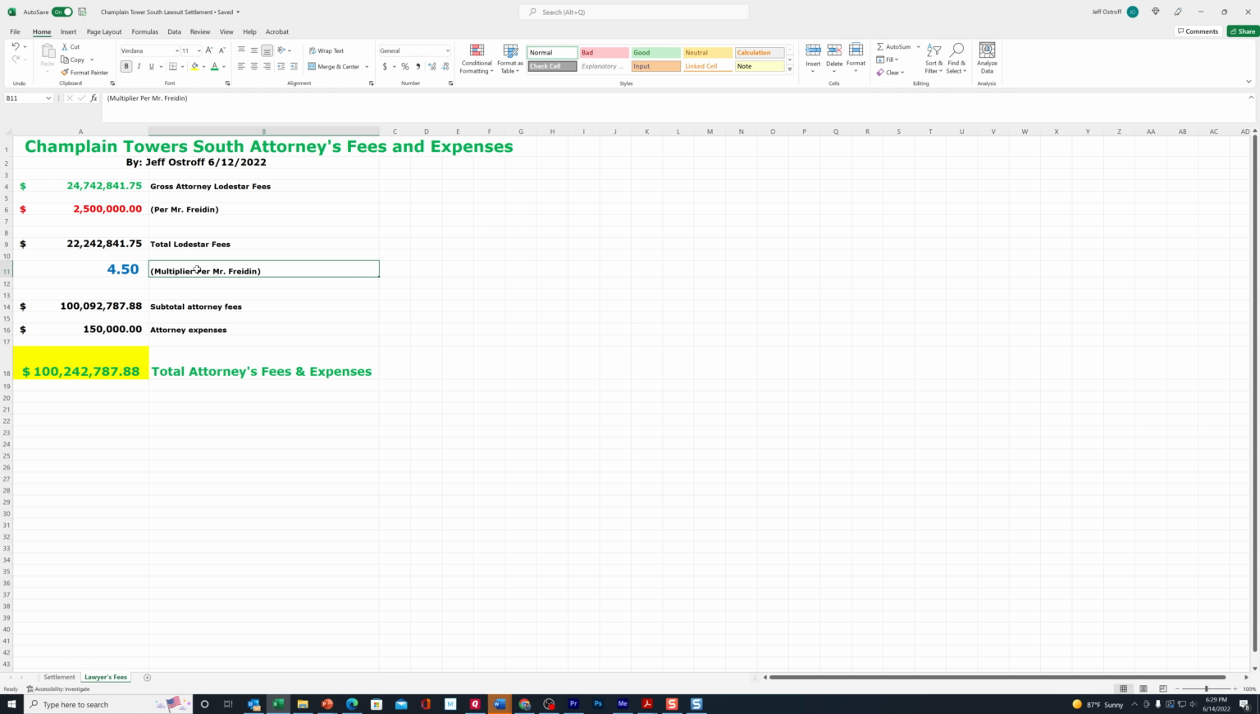And then you take your multiplier, which Mr. Frieden also came up with, and you multiply it by 4.5, which is on the higher end, because here in the state of Florida, sometimes they go as high as 5 for the multiplier. So then you take your $22 million and multiply it by 4.5, and you come up with $100,092,787.88. So here is your subtotal of the attorney's fees.